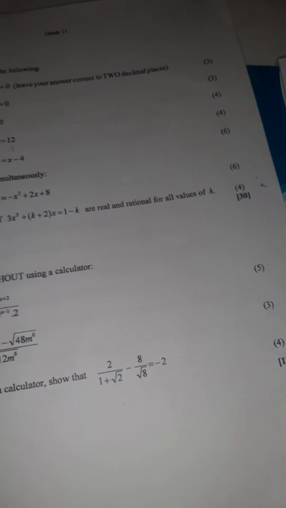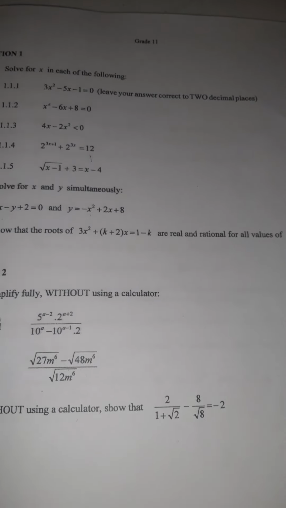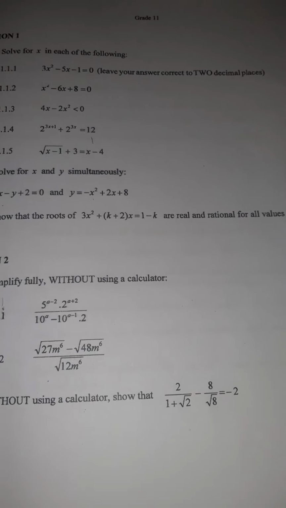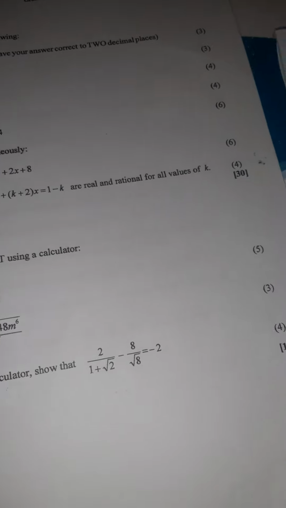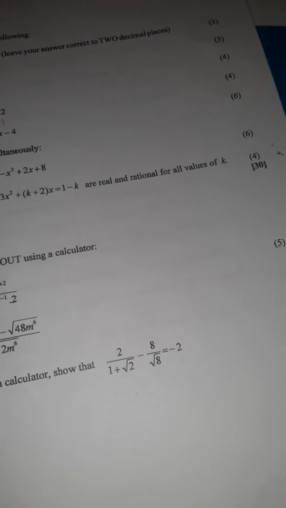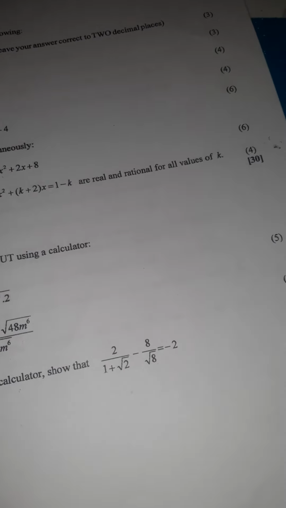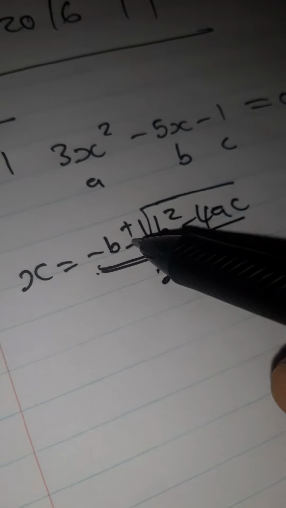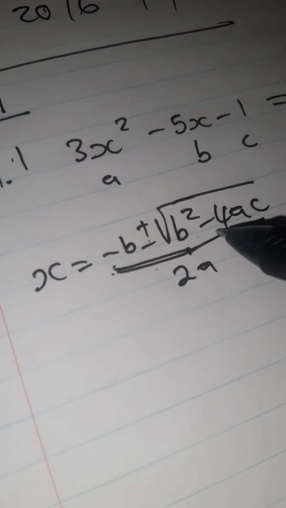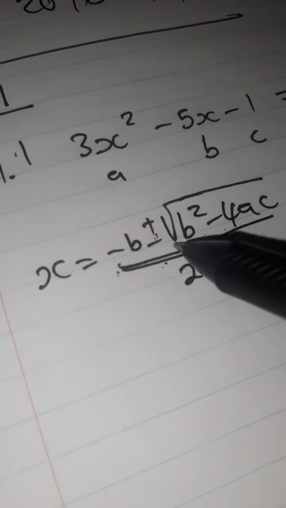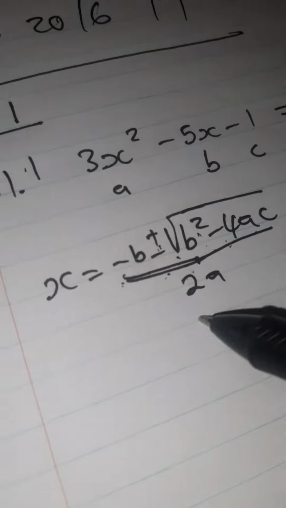So we are just going to apply our quadratic formula since our equation has been arranged for us. You don't need to arrange it, because we have a, we have b, we have c. So let's do our quadratic formula. This is how our quadratic formula looks: x equals minus b plus or minus the square root of b squared minus 4ac, over 2a.